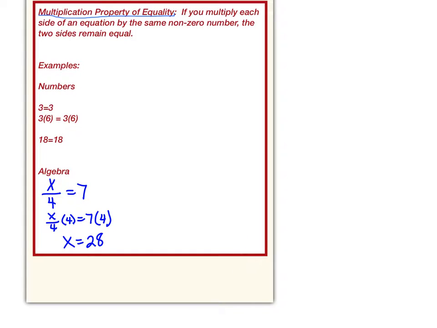Let's go ahead and do a couple of examples of solving one-step equations. Okay, let me give you a couple of examples.